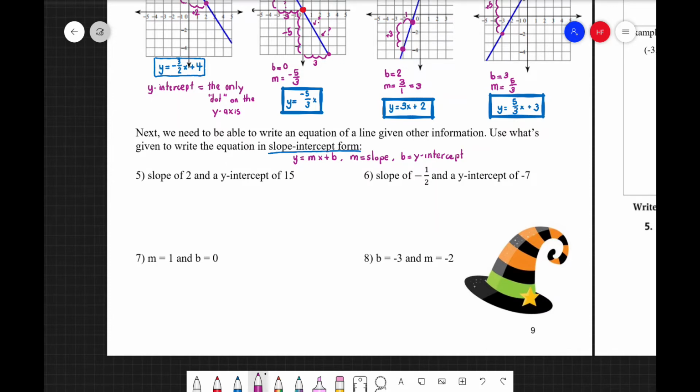So number 5 says we have a slope of 2 and a y-intercept of 15. So an m of 2 and a b of 15. So y equals mx plus b, y equals mx plus b. So y equals 2x plus 15.